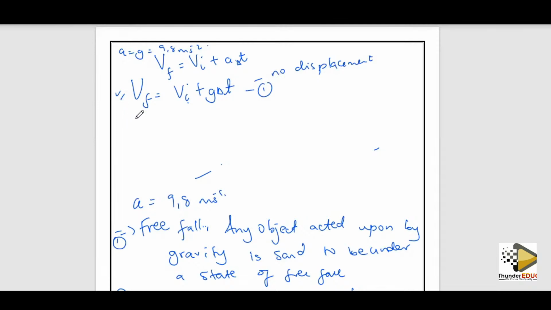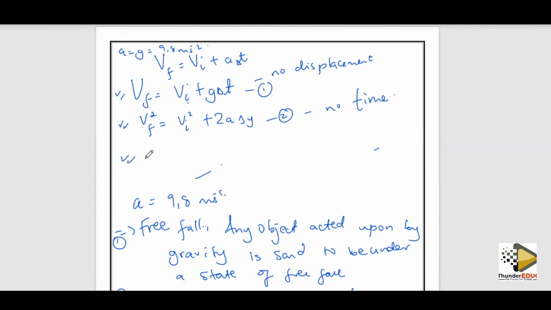Then equation number 2: Vf squared must be equal to Vi squared, initial velocity squared, plus 2a delta y. It can be delta y since we're just focusing on the vertical projectile. The distance moved is in the y direction. So this is equation number 2, and we only use this if we don't have any time. If you're not using time, then this is the equation to use.